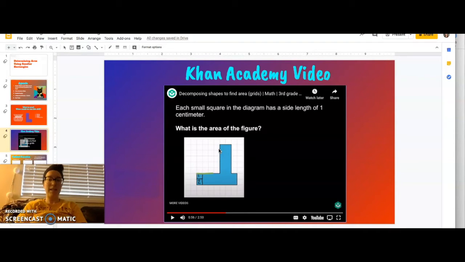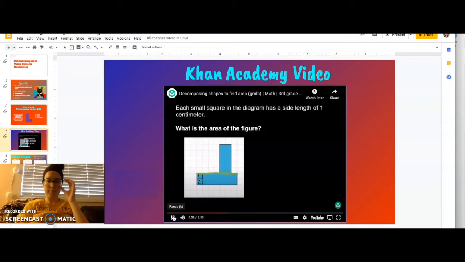If you said splitting this up into 2 rectangles, you're right. We already know how to find the area of rectangles efficiently, right? Good mathematicians and students are always looking for ways to be as efficient as possible, okay? So do you remember how to find the area of rectangles efficiently? Let's keep watching and we'll find out.